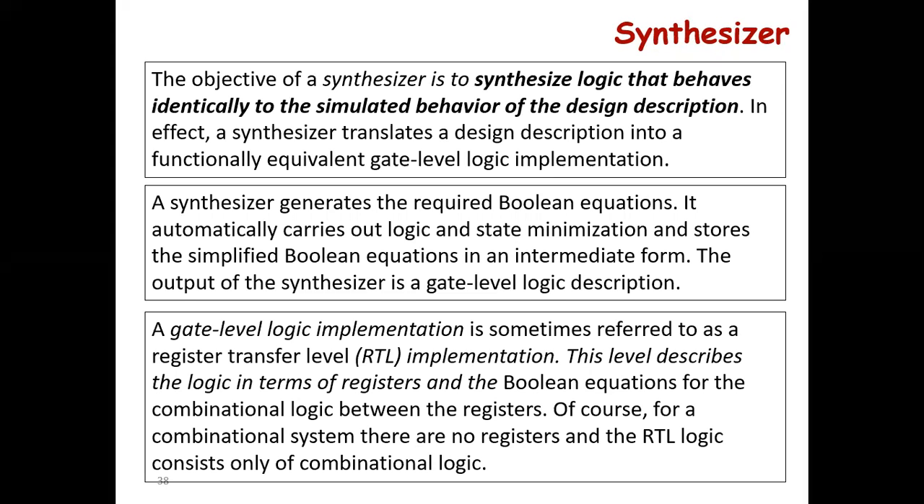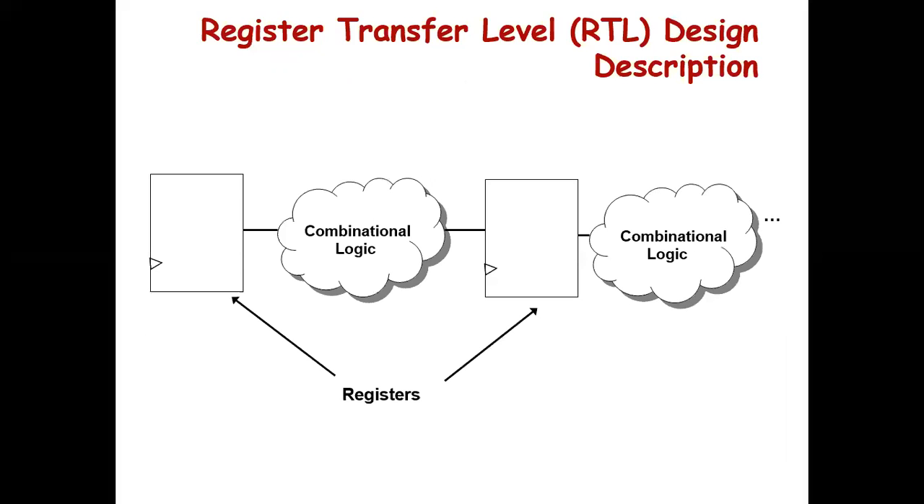A gate level logic implementation is sometimes referred to as a register transfer level, that is RTL, implementation. This level describes the logic in terms of registers, and the Boolean equations for the combinational logic between the registers. Of course, for a combinational system, there are no registers and the RTL logic consists only of combinational circuits. So this is the register transfer logic definition.